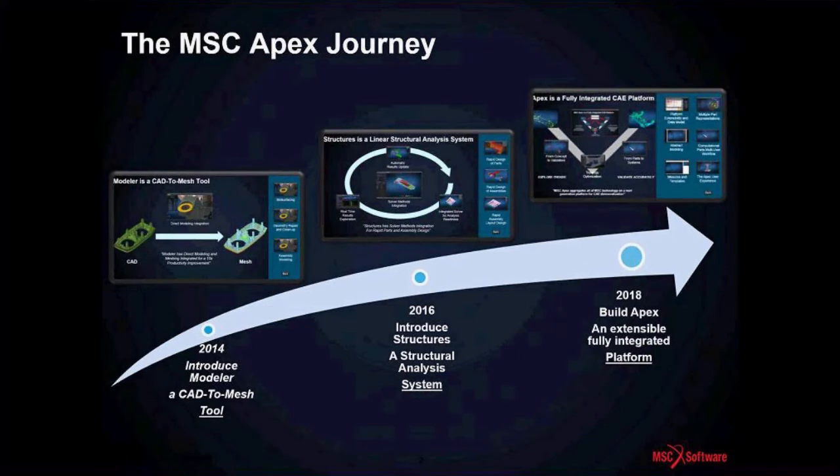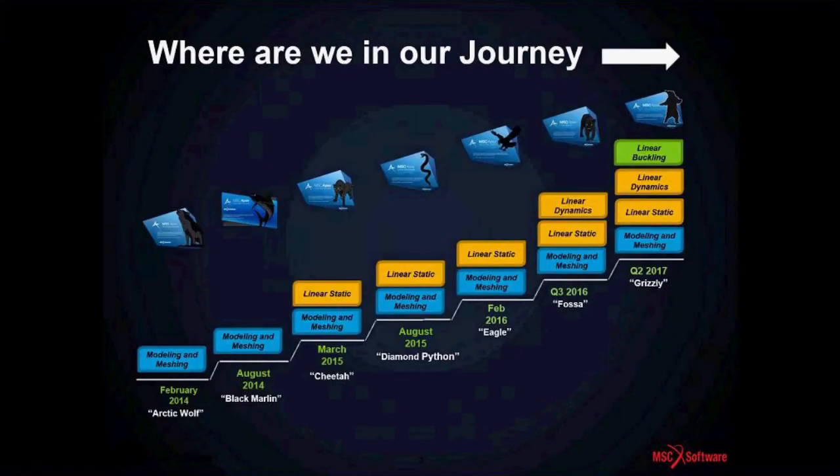Today, we are going to introduce additional simulation capabilities in Grizzly. We continue our journey to make sure Apex will be an extensible and fully integrated platform for the future of CAE. Having said that, where are we in our journey? In Grizzly today, we are introducing a new simulation capability, linear buckling. In addition to linear statics and linear dynamics, with linear buckling you can now calculate the margin of safety against stress and stability of the structure.